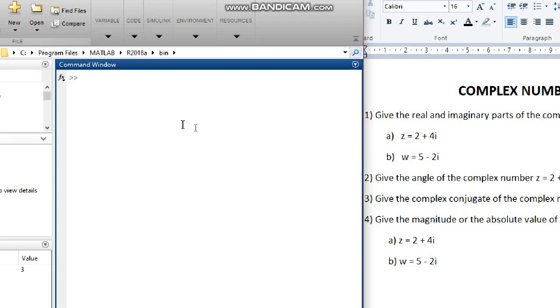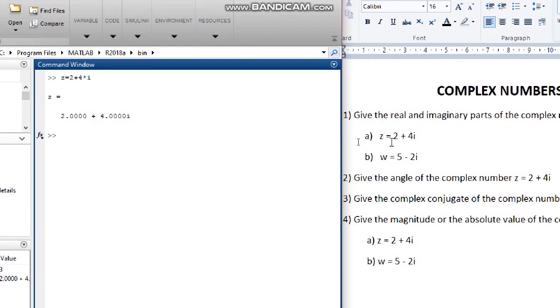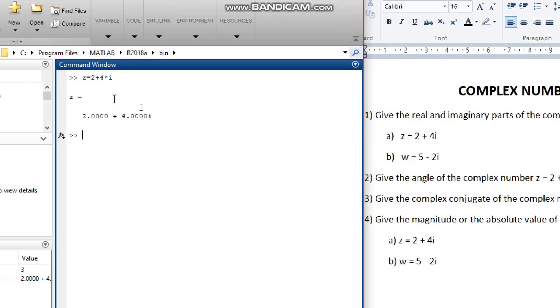So here let me define the complex number z in MATLAB. I'm just going to say z equals 2 plus 4 times i. So that is my complex number z. If I hit the enter button, I'm going to see z as 2.0000 plus 4.0000i. So that is basically the same thing. We have been asked to find the real and imaginary parts of the complex numbers z and w.